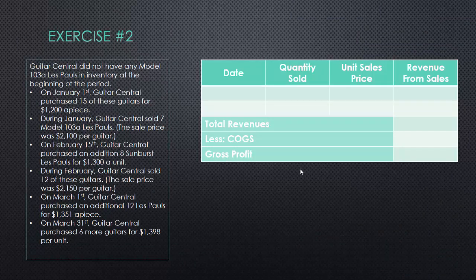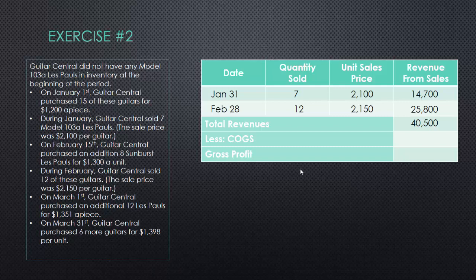Now we need to figure out our gross profit related to our sales. So let's check our sales first. The first sale we had was during January. We sold 7 guitars. Well, our unit sales price, if you were wondering where this information was going to come in, is $2,100, which means our revenues from January sales should be $14,700. During February, we sold 12 guitars, and we sold them at a price of $2,150 a piece, which means our revenue from February sales would have been $25,800. Well, if we add that together, we have total revenues of $40,500.